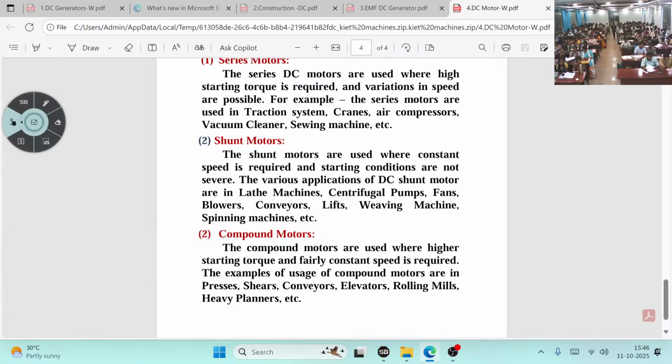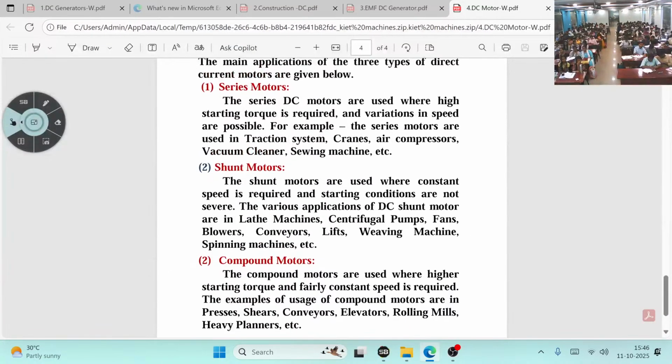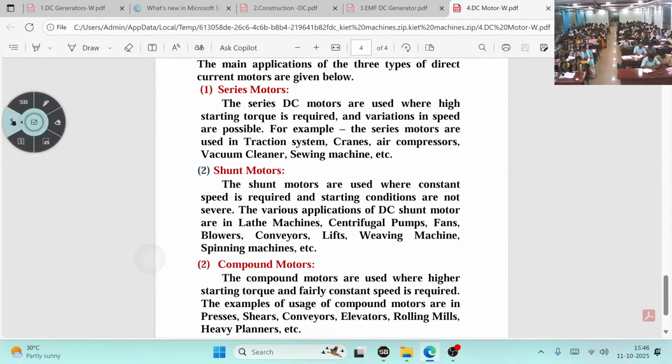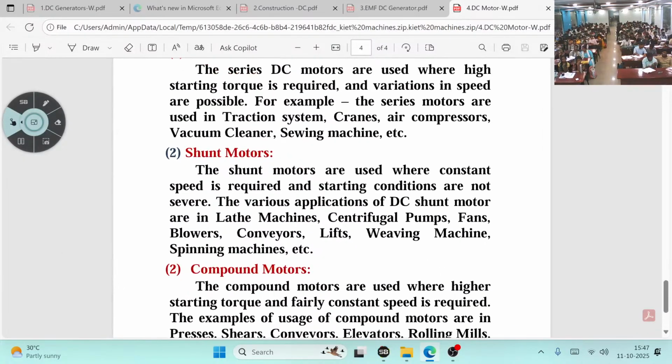Cranes, lifts, escalators, textile mills, and even our personal computer also uses a DC motor. And air compressor, even vacuum cleaner also will use it.